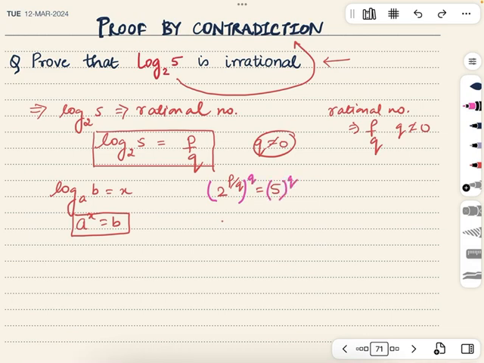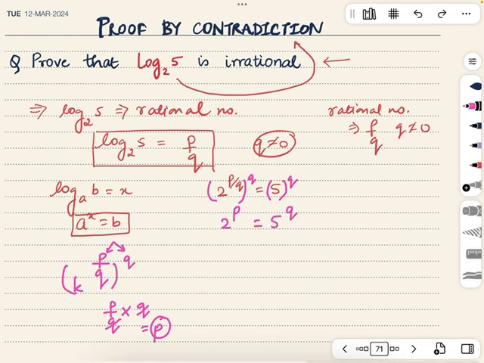So finally we will have 2 to the power of, now we know that when you have a power inside of the bracket and a power outside of the bracket, the powers will multiply with each other. So P by Q multiplied by Q would result in P only. So 2 to the power of P is equal to 5 to the power of Q.